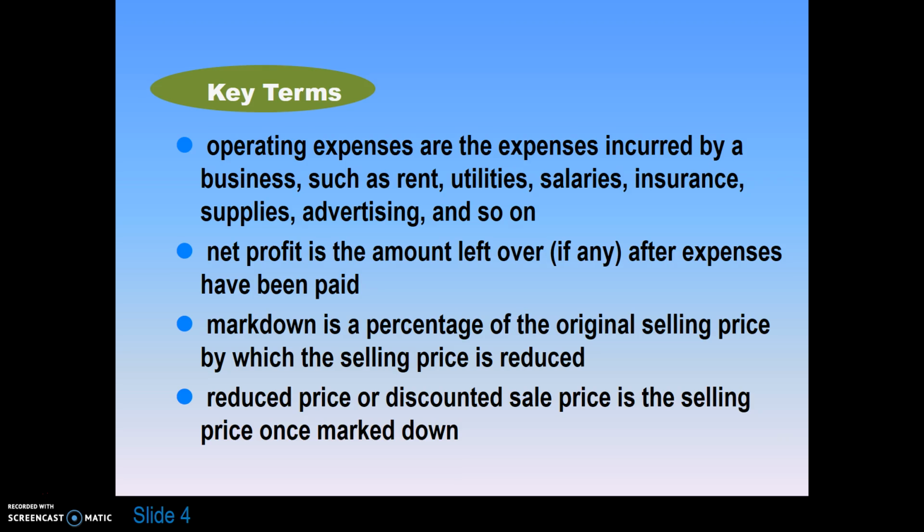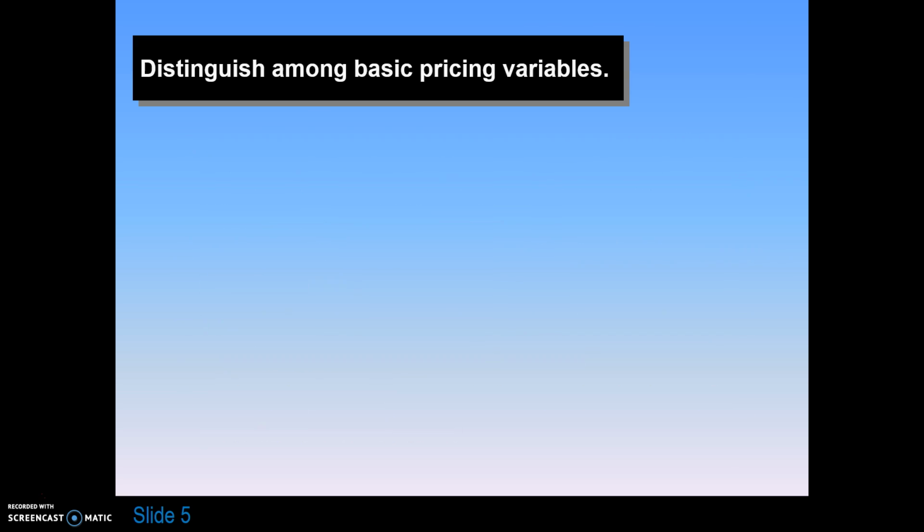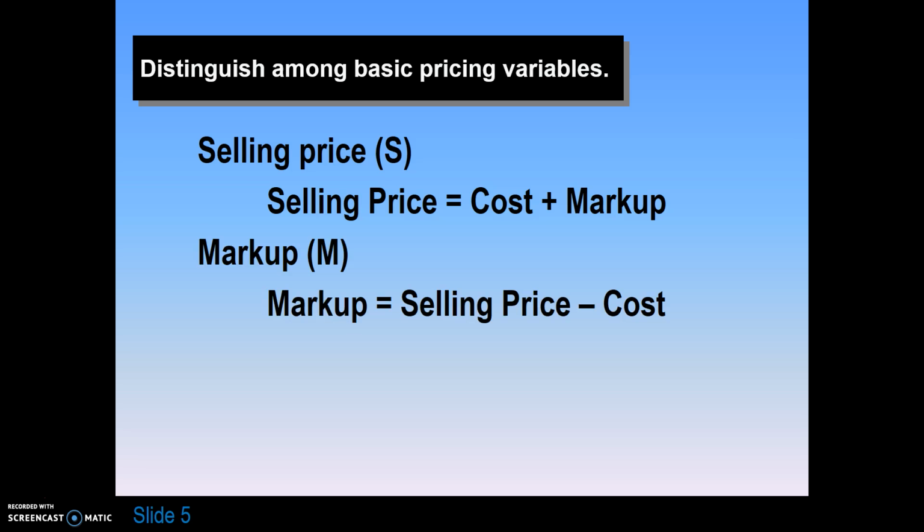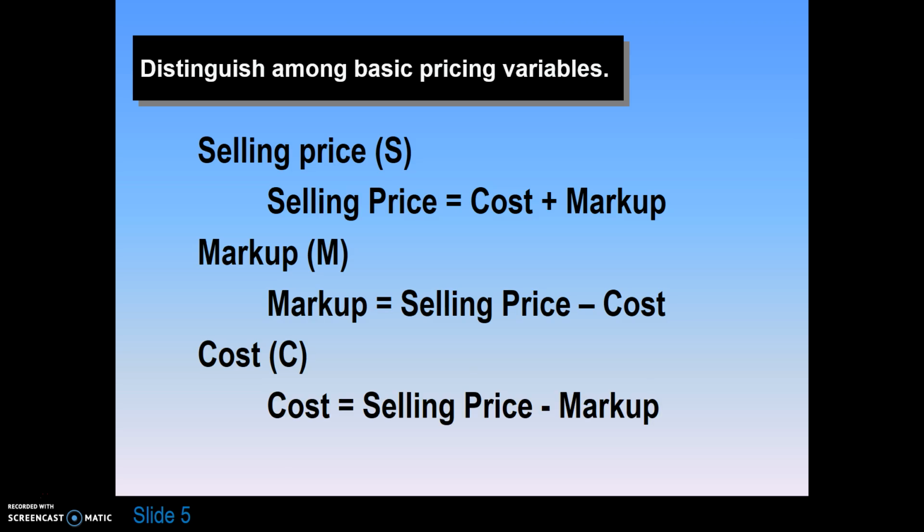These we will not get to today. These terms will be later on this week. But the very first sheet, the very first one, we will. So now distinguishing among basic pricing variables. So these are your equations. So selling price equals cost plus markup. Markup equals selling price minus cost. And then cost equals selling price minus markup. So now you should have all of A answered for you on your sheet.